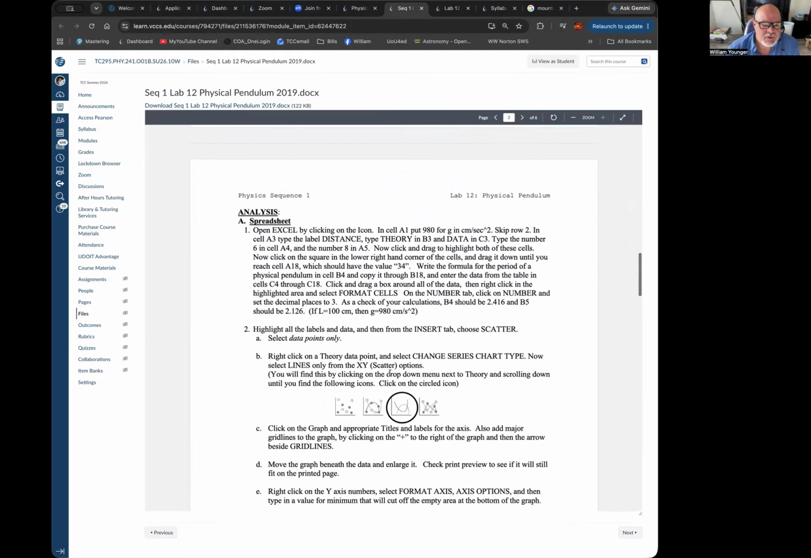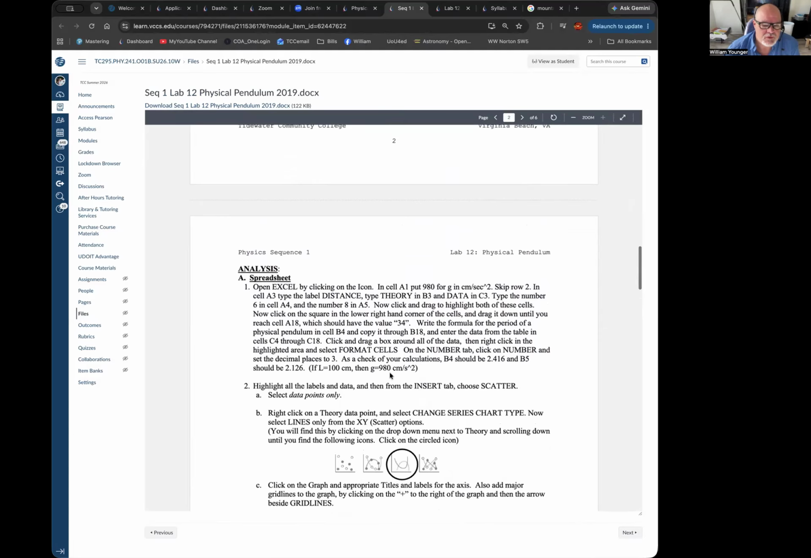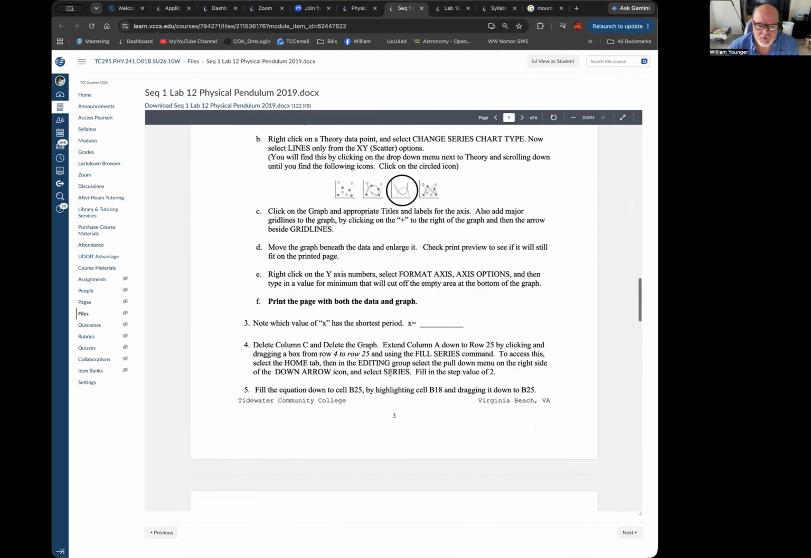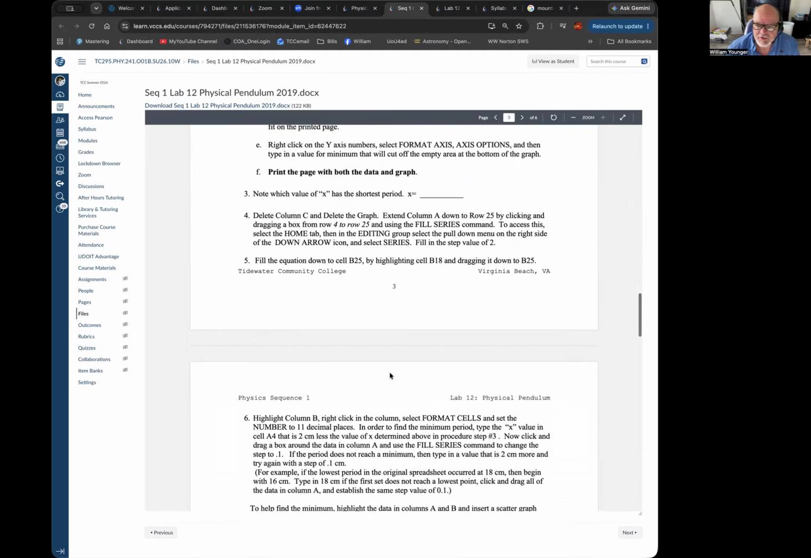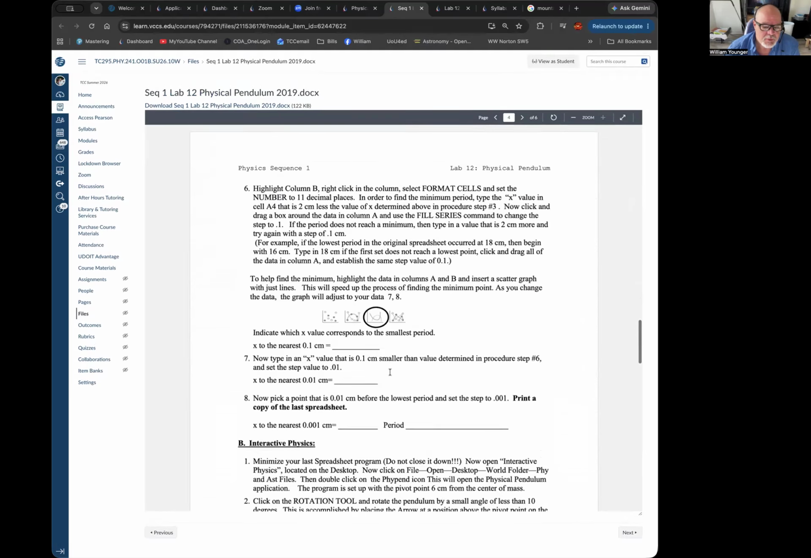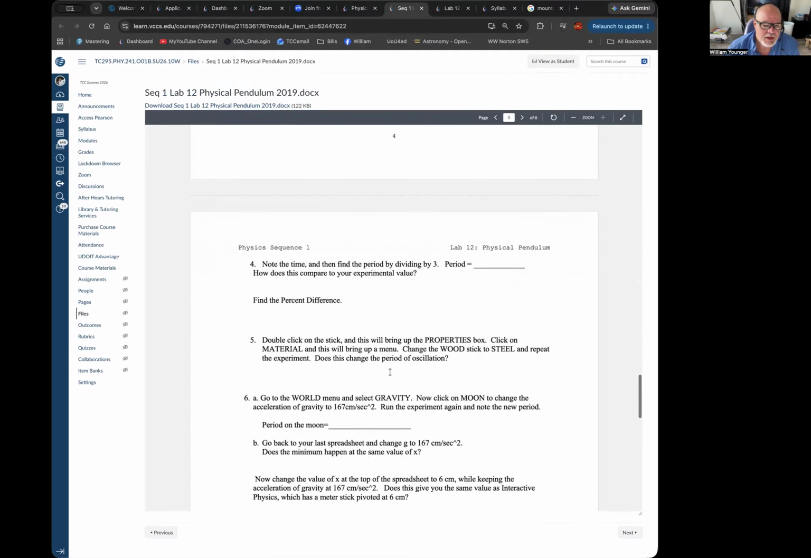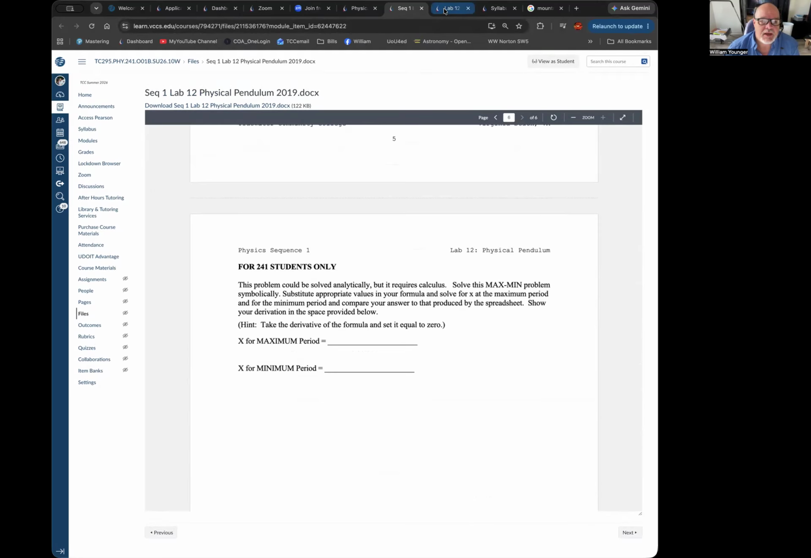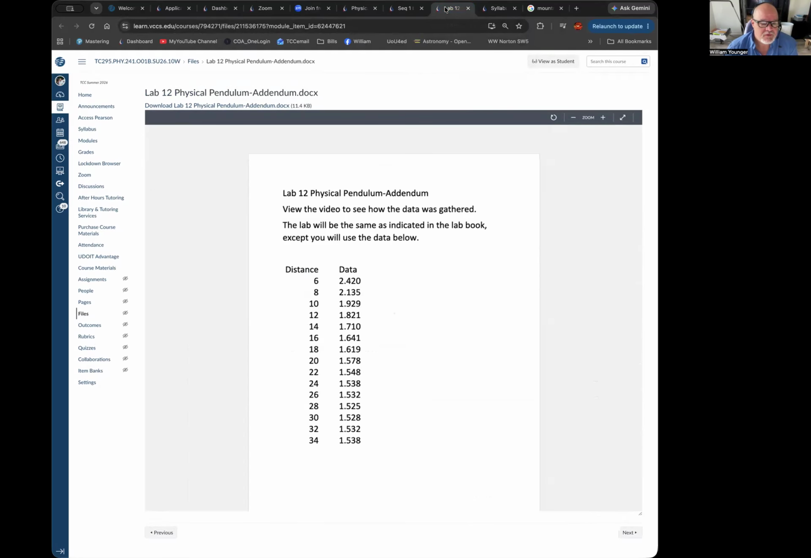Or in this case, I think we ended up using, no, they did use Excel. Yeah, I just want to make sure. Sometimes you use Logger Pro, and they did give us a link for you to download Logger Pro. But anyways, this is the lab that you're going to conduct, and I wanted to show you what the addendum for it is. So here's the physical pendulum addendum. It's our lab 11, I mean 10, not 12, but everything still says 12, so just ignore that. But view the video to see how the data was gathered.